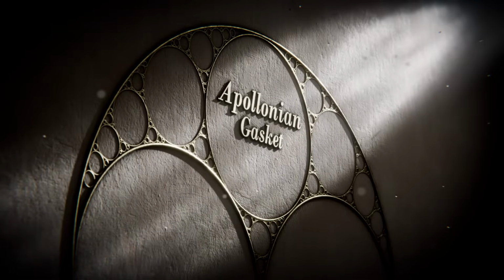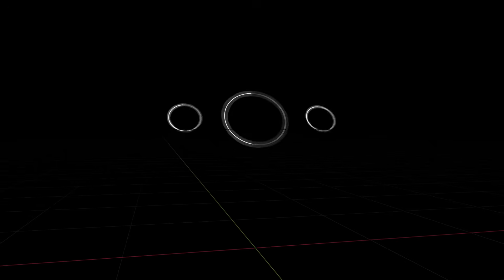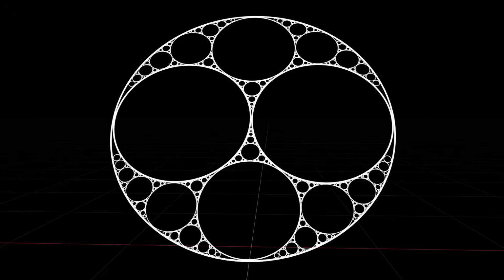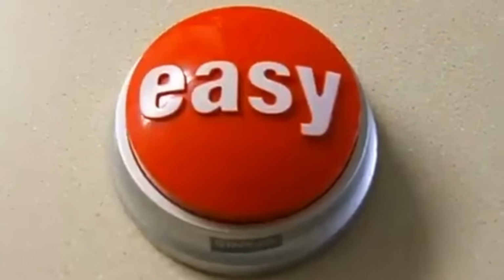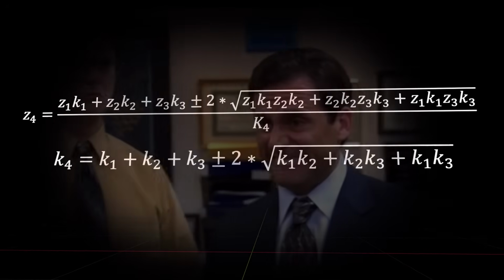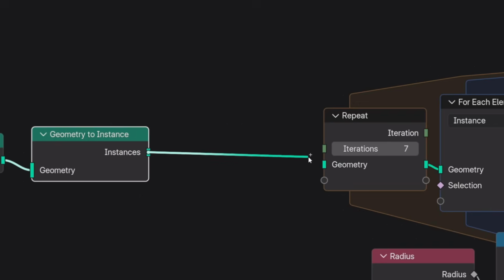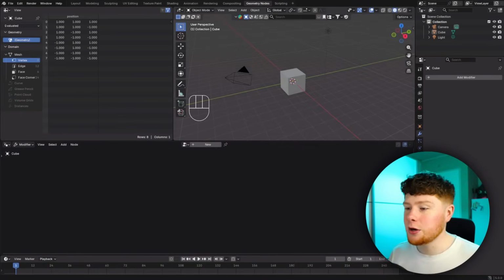This is the Apollonian Gasket. It's a mathematical phenomenon that starts with just 3 circles and repeatedly adds new circles in the gaps between them. And at first this might seem like a simple process until you look at the complex mathematics behind this. And that complexity is exactly what inspired me to recreate this structure using Blender's geometry nodes. So let me show you how that is done.